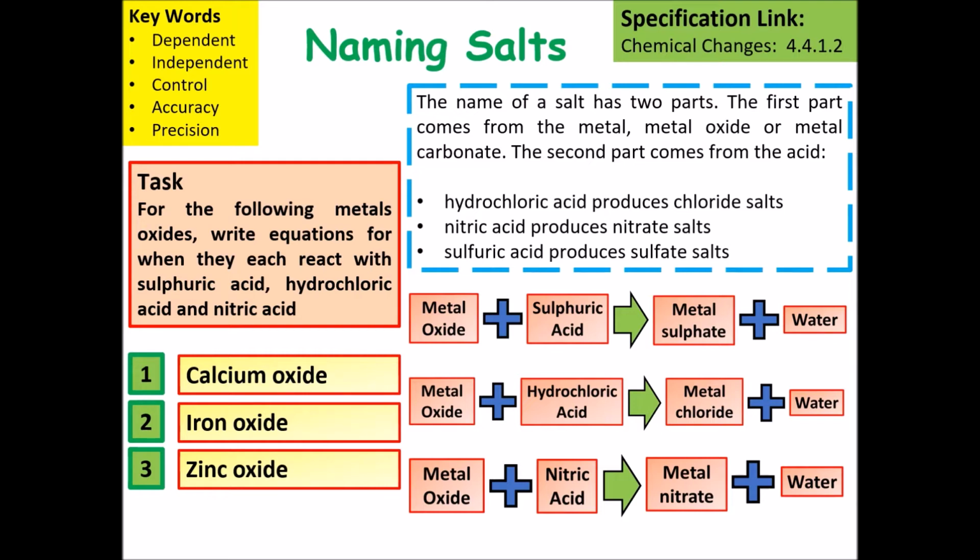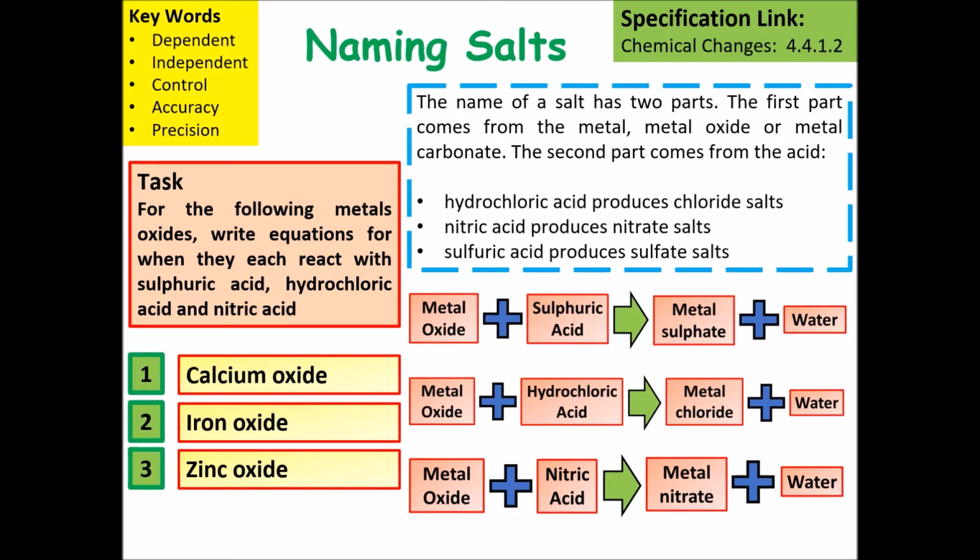We can also make salt using a range of different acids. So when thinking about how these are named, the name of the salt is split into two parts. The first part comes from the name of the metal oxide, or metal carbonate, and the second part comes from the acid. Hydrochloric acid produces chloride salts. Nitric acid produces nitrate salts. And sulfuric acid produces sulfate salts.